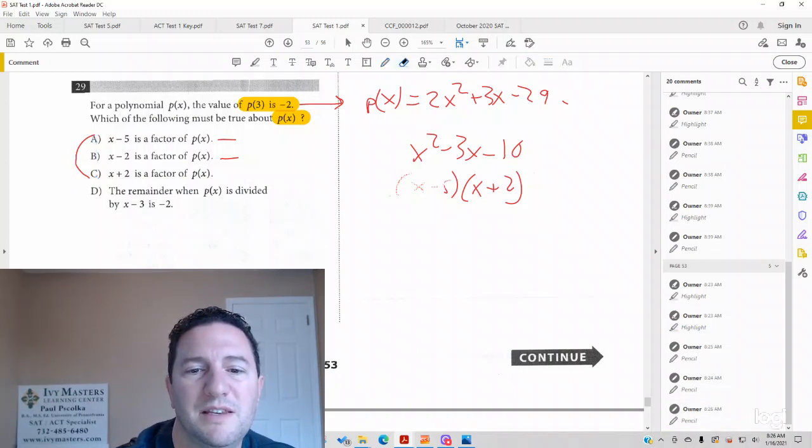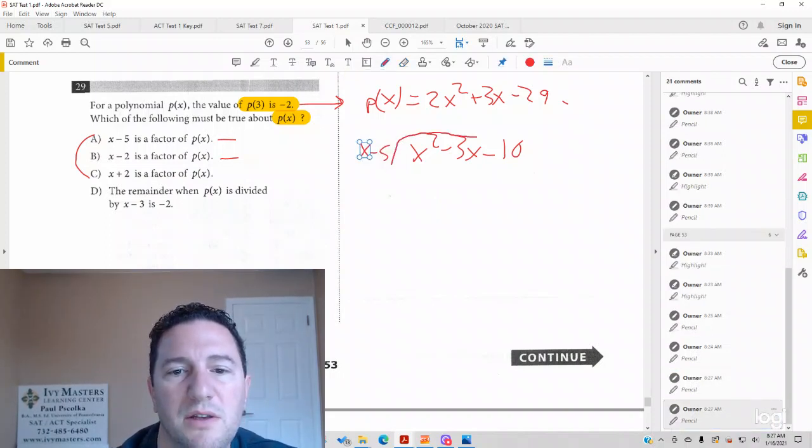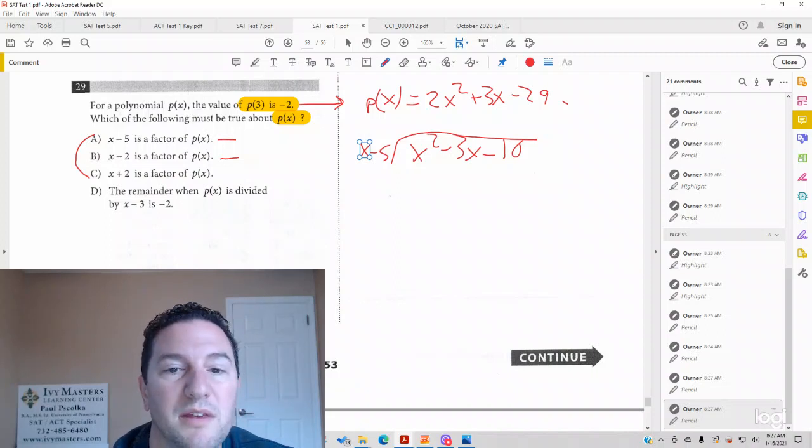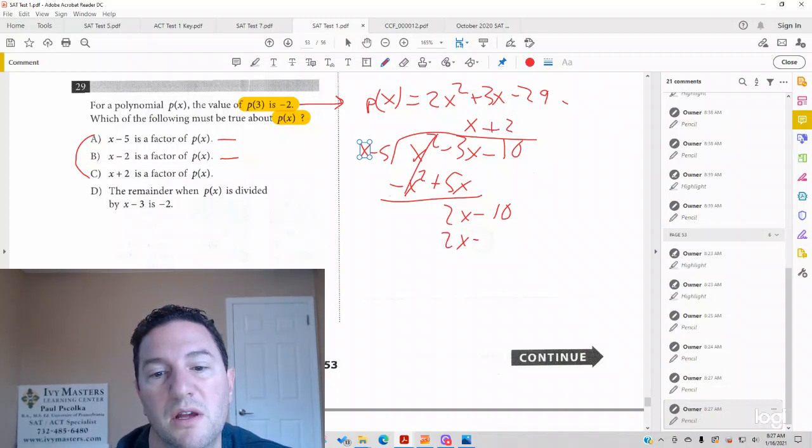Now, this is the same thing as if I were to divide them. So if I divided x minus 5 into this, what I would wind up with is x plus 2 up top. Check it out. X multiply, you get x squared. Multiply, you get minus 5x. Change sign, that's your subtraction. These cancel, you get 2x minus 10. And then how many times does x go into 2x? It goes in twice, so you get plus 2. Multiply, you get 2x minus 10. It matches. Change sign, both cancel.